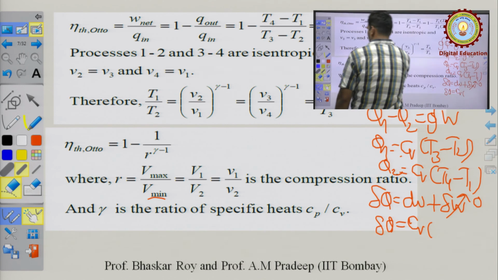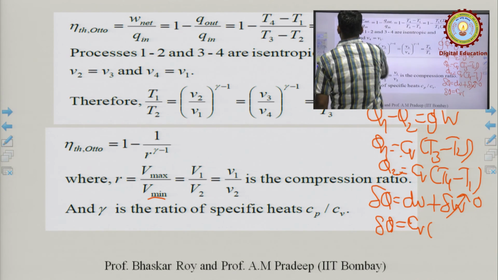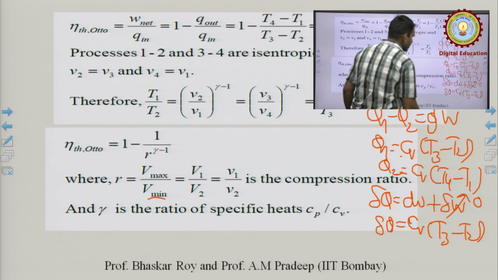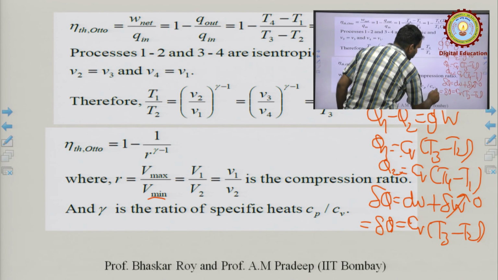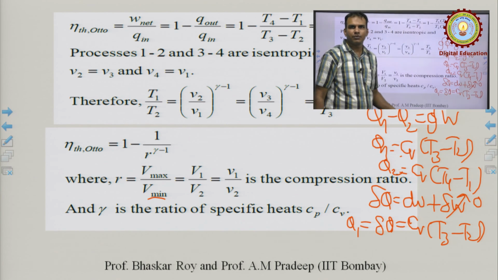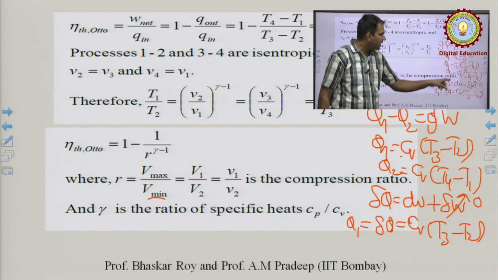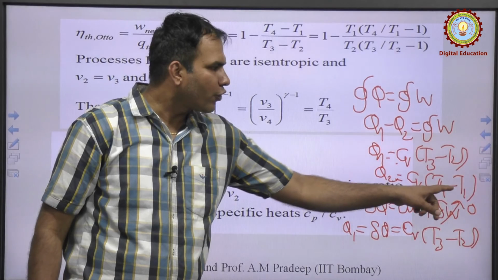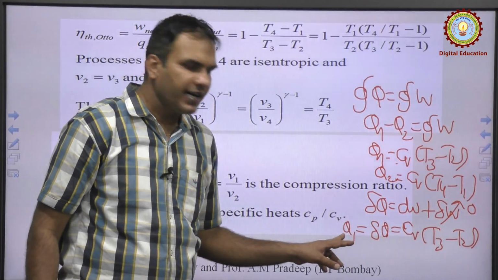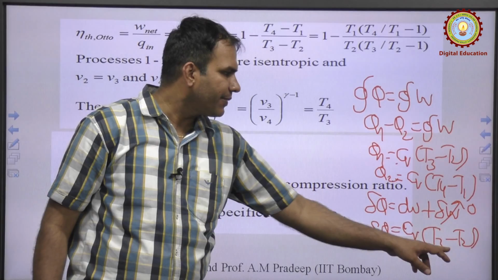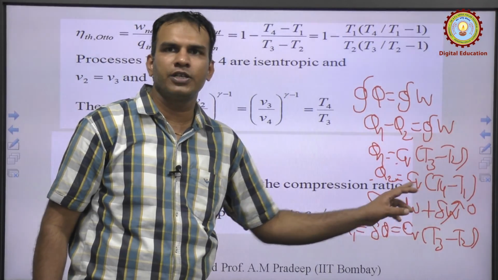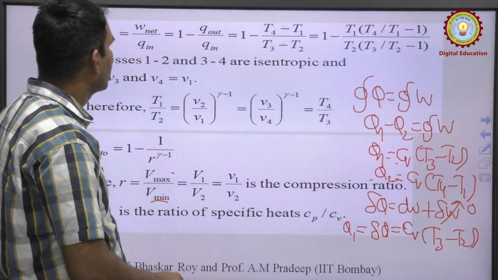CV (T3 minus T2), that is equal to Q1. Similarly, Q2 is CV (T4 minus T1). So, this is the heat supplied Q1 and this is the heat rejected. During process 4 to 1 it is the heat rejected, and during 2 to 3 heat is supplied. So, Q1 is CV (T3 minus T2) and heat rejected Q2 is CV (T4 minus T1).